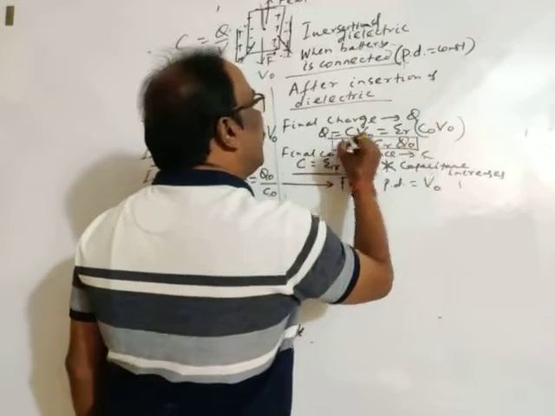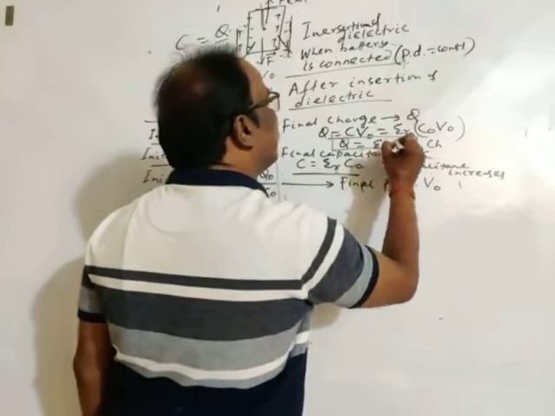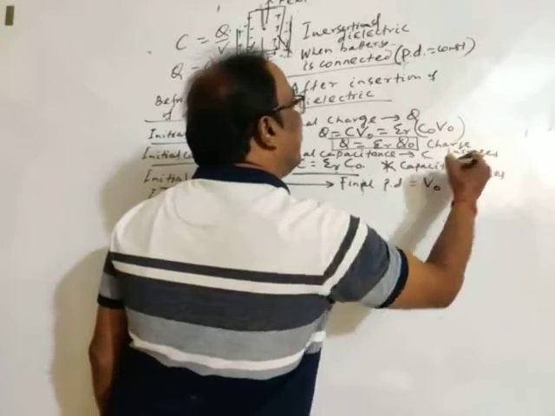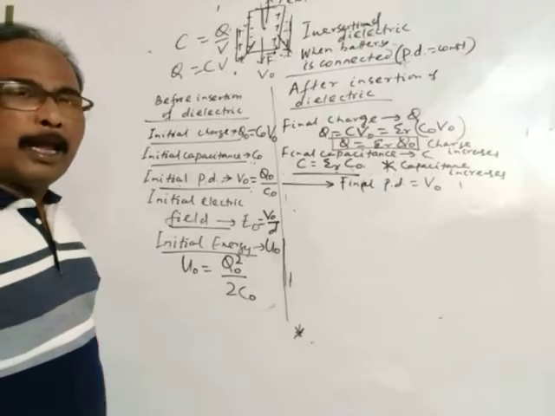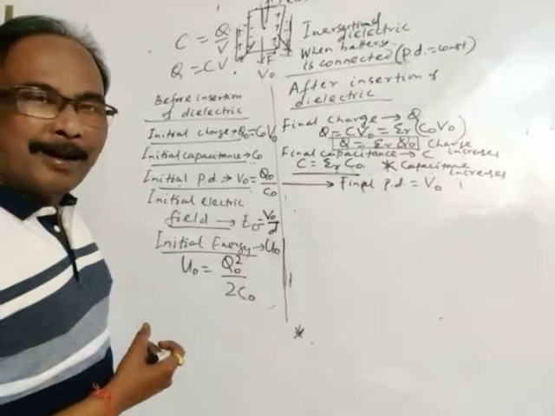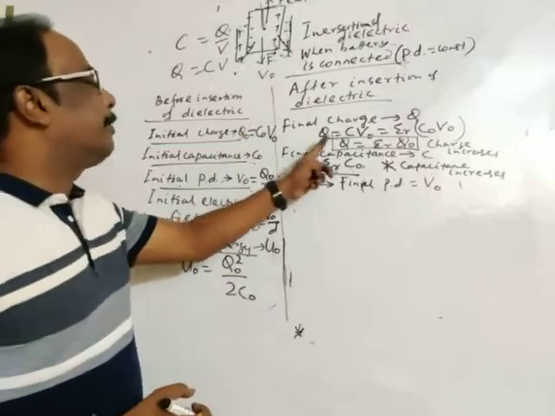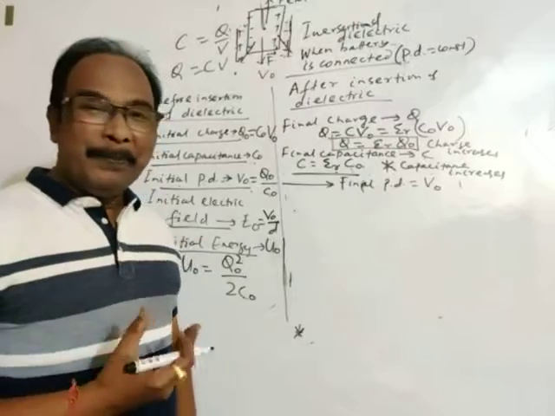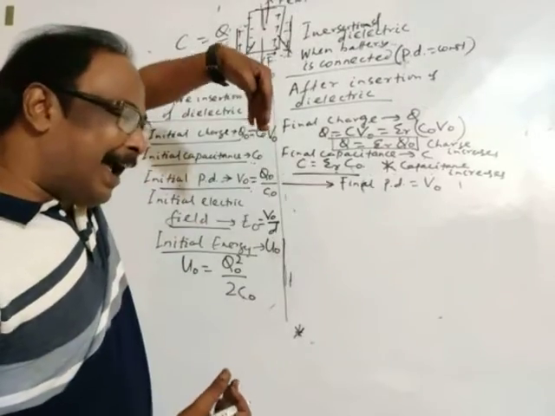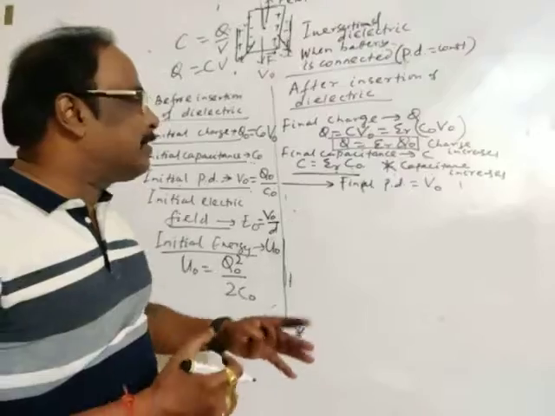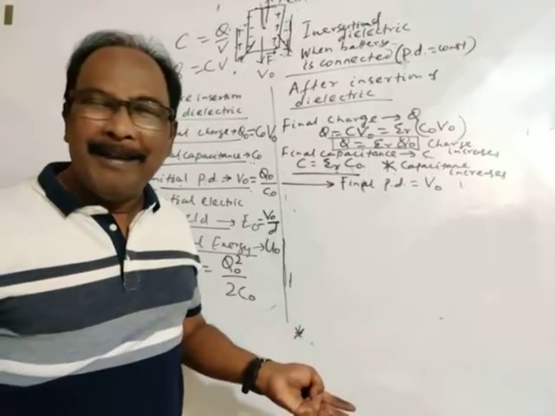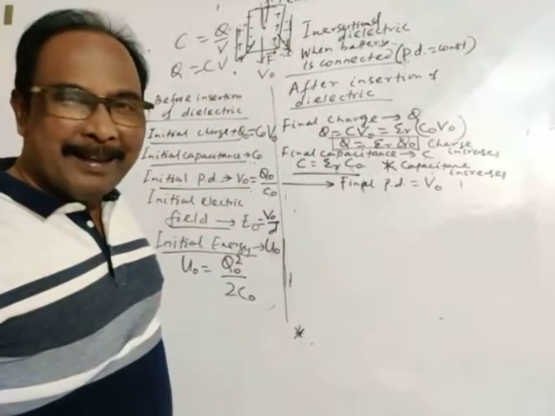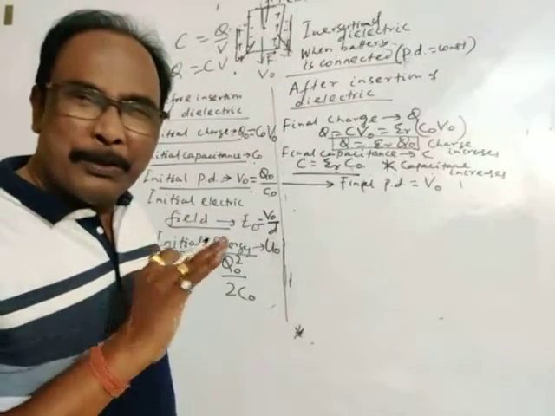So what happens here? Charge increases by epsilon r times if the dielectric slab is inserted. Initial charge is Q naught, final charge is epsilon r times Q naught. So if the battery is connected and the dielectric slab is inserted, then charge increases. Why? Does the dielectric give charge to the capacitor? Is the dielectric a source of charge? No.